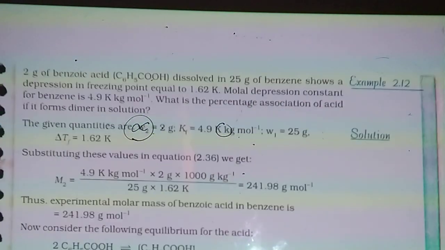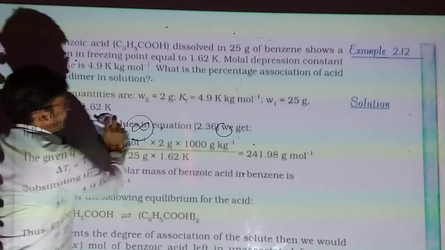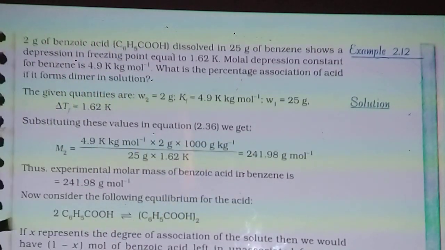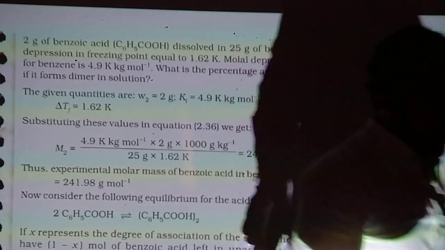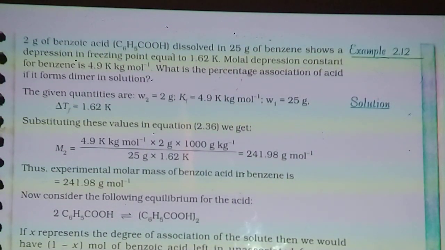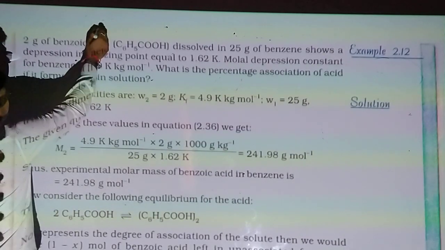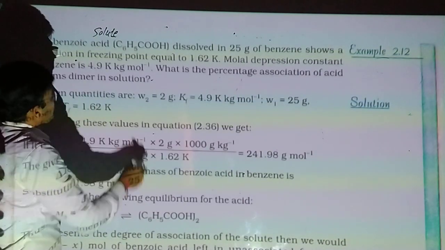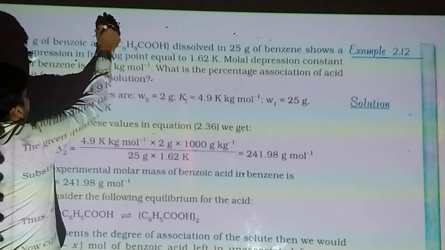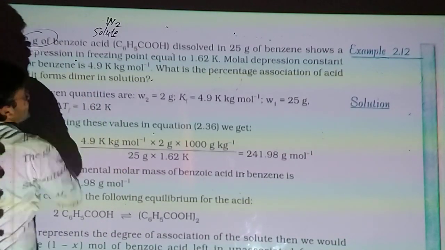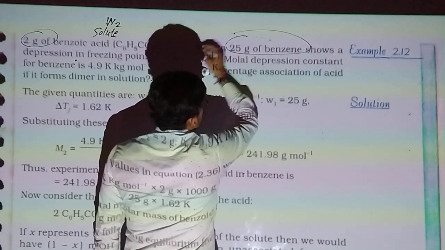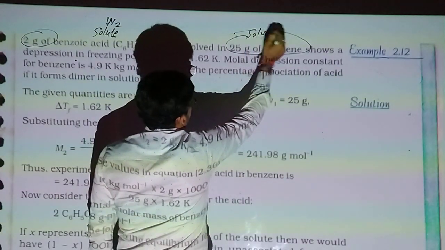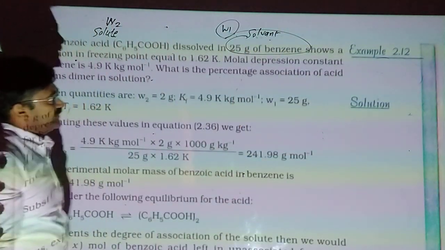Now, in our textbook question, example number 2.12, read the question twice and collect the data. Then we can explain. 2 gram of benzoic acid. So benzoic acid is our solute, 2 gram. The mass of solute W2 is given as 2 gram, dissolved in 25 gram of benzene. Benzene is our solvent, so mass of solvent W1 is given.